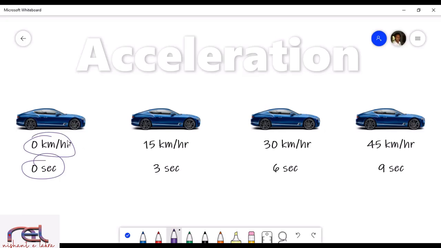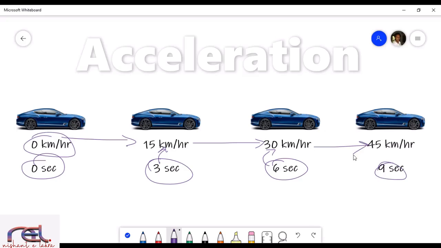The car initially starts with a speed of 0 km per hour at 0 seconds. In 3 seconds it reaches a speed of 15 km per hour, in 6 seconds 30 km per hour, and in 9 seconds 45 km per hour. So what do you notice here? What is happening? There is an increase, right? The velocity of the body increases with time.